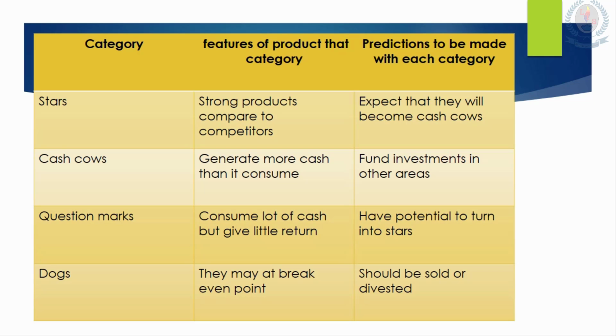The first category is the star category. In this category, we state which type of products belong here. If that product category's relative market share is high and the market growth rate is also high, we can categorize those products into the star category.